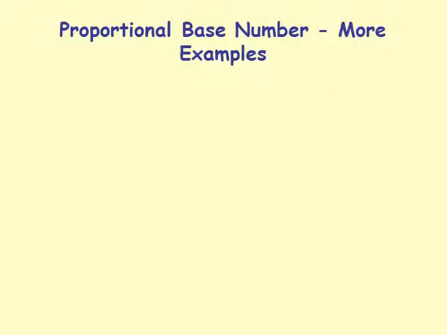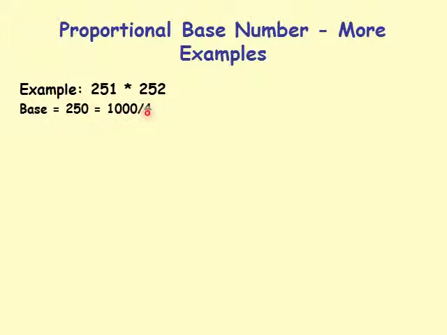Let's do some more examples. The example is 251 times 252. The base is 250. How do we get the base? By dividing 1000 by 4. So the working base is 250, which I got from dividing 1000 by 4. Deviation 1 is plus 1, since 251 minus 250 is plus 1. Deviation 2 is plus 2, since 252 minus 250 is plus 2.